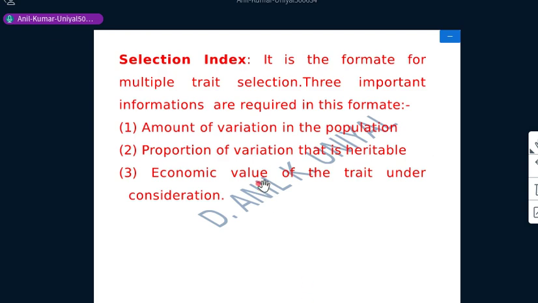Then we have next this selection index. This is a format actually for the multiple trait selection. There are three important pieces of information required to consider during tree selection. Number one of them is the amount of variation in the population, then the proportion of variation that is heritable in that population, and then the economic value of the traits under consideration. So all three pieces of information are required to complete or fulfill the selection index.